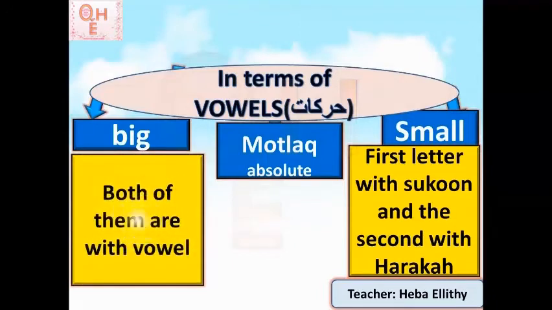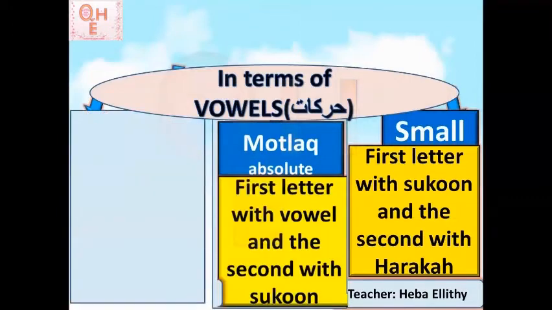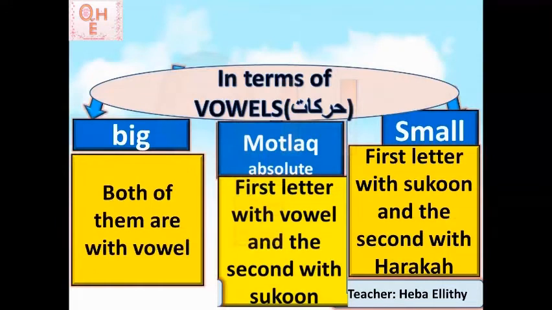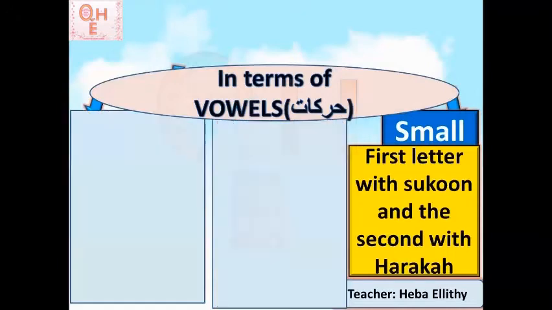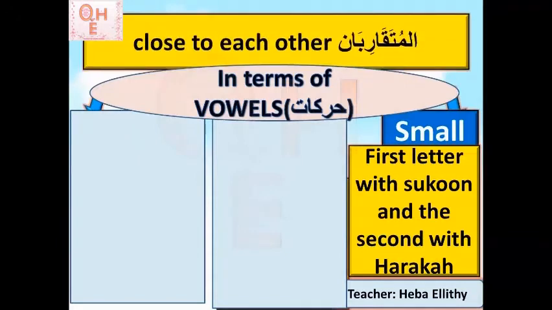Our next kind is both of them are with vowel: noon with vowel, mim with vowel. Mutlaq means the first letter is with haraka and the second is with sukun: noon with haraka, but mim is sakina. The part we will explain first today is small, first with sukun and second with haraka. Let's see the details about it.